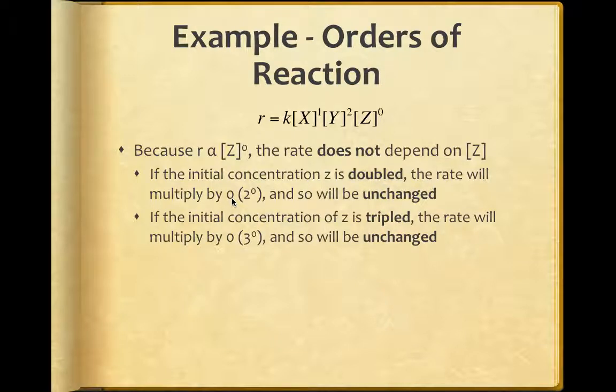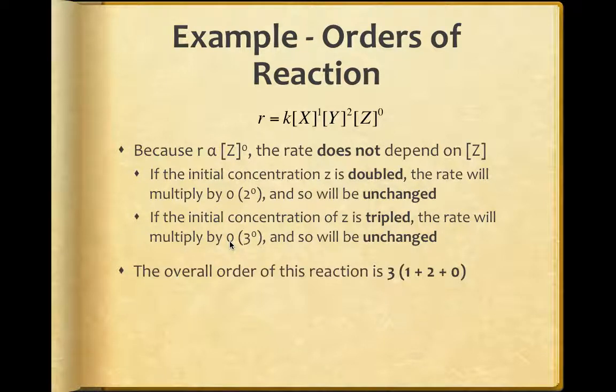If the initial concentration of Z is tripled, the rate will multiply by 3 to the 0, which is 1. So please correct that. It should not say 0, it should say 1. So the rate will be unchanged. Changing the concentration of Z will have no impact on the overall reaction rate. And as we indicated before, the overall order of this reaction is 3. So as you can see, if we have the rate law expression, we can predict how changing the concentrations of each of the reactants will impact the reaction rate.